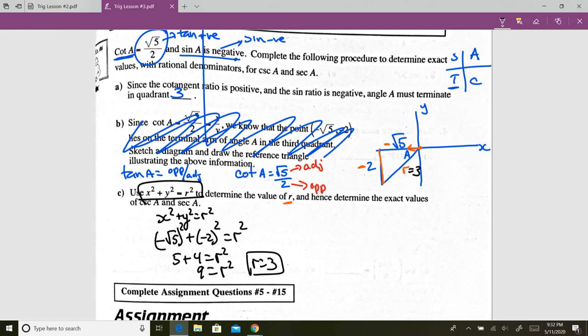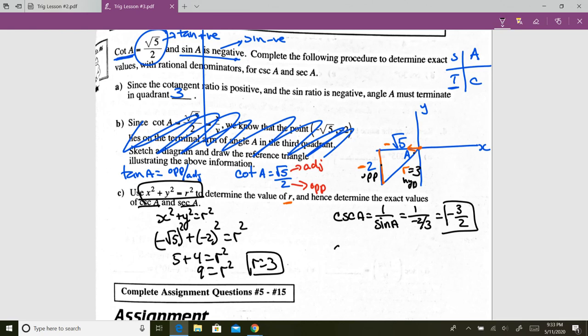And what do they want us to find? Cosecant and secant. All right. Cosecant A is 1 over sine of A. What's sine of A? Sine is opposite, my opposite side, over the hypotenuse, which is 3. So it's 1 over negative 2 over 3, which is just, flip that, negative 3 halves. Okay?